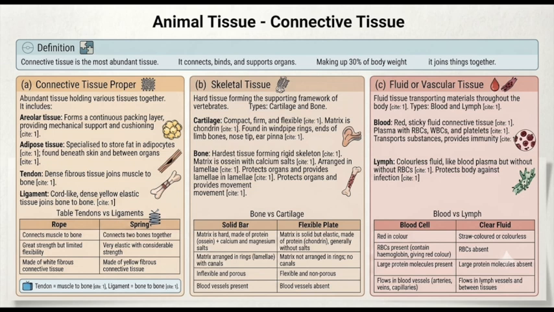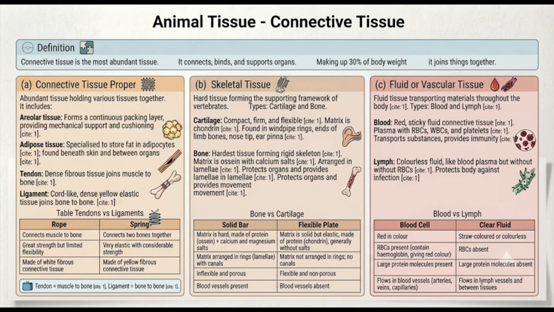Adipose tissue. A connective tissue specialized to store fat inside cells called adipocytes. It is found beneath the skin and between the internal organs. It stores fat as reserve, forms shock-absorbing cushions around the organs, helps shape the body surface, and acts as an insulating layer that keeps us warm.